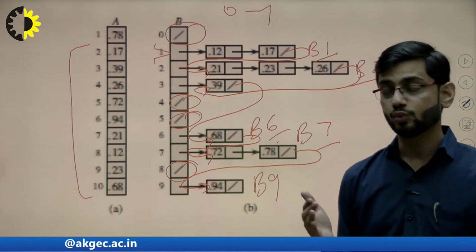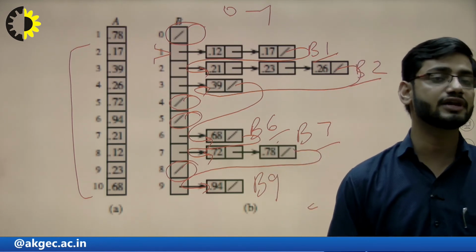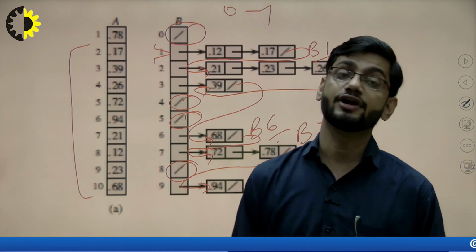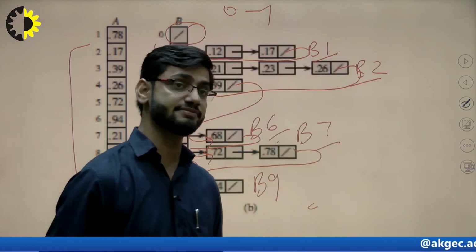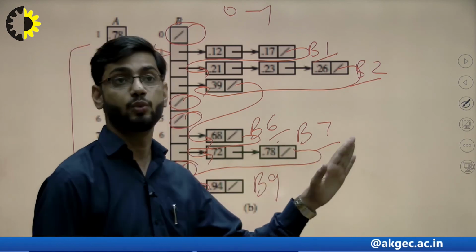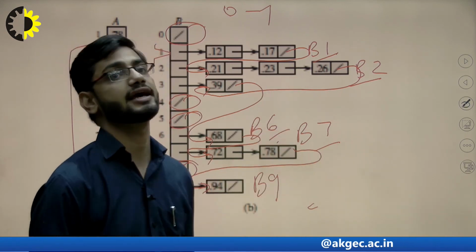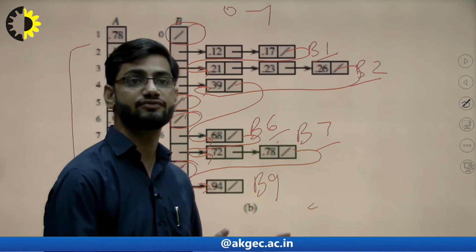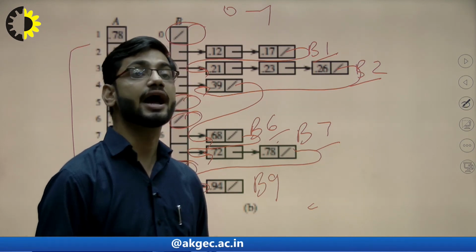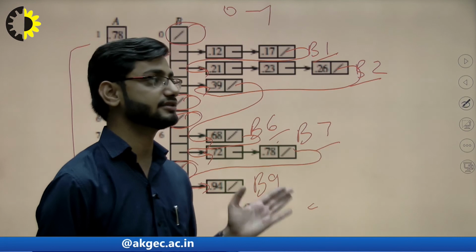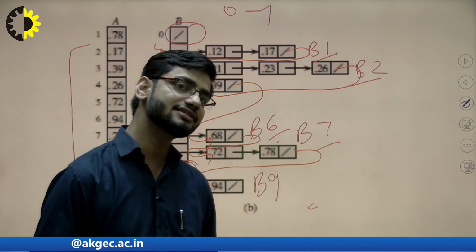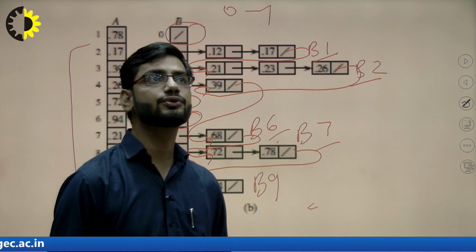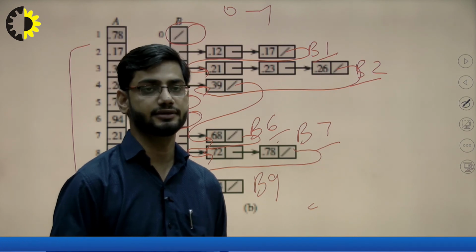So when will bucket sort give you the worst result? When all the elements or most of the elements are in one bucket. All the other buckets are empty and you have, say, 8 elements out of 10 in one bucket, or 9 elements out of 10 in one bucket. In that case, insertion sort will take quadratic time, and this gives the worst result in the case of bucket sort.